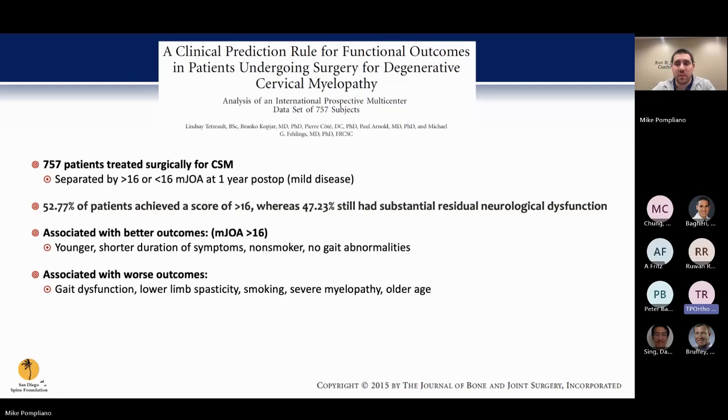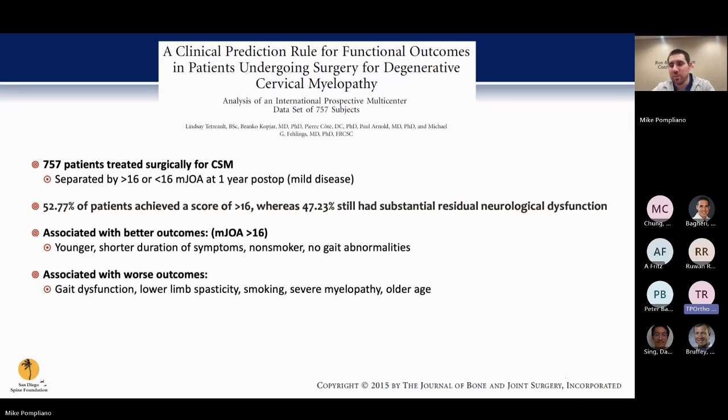So that being said, is there a way to predict the amount of neurologic or functional recovery which can be expected? This was a study looking at 757 patients treated surgically. They were separated by MJOA of greater or worse than 16, essentially their cutoff for mild disease. 52% of patients achieved a score of greater than 16, whereas 47% still had residual disease with a score of less than 16.